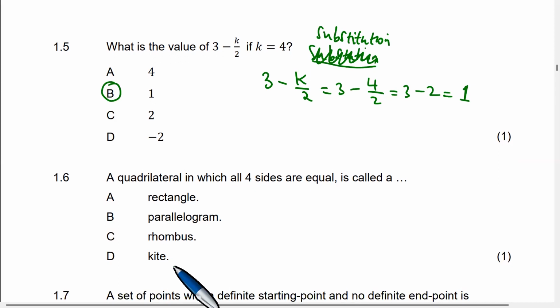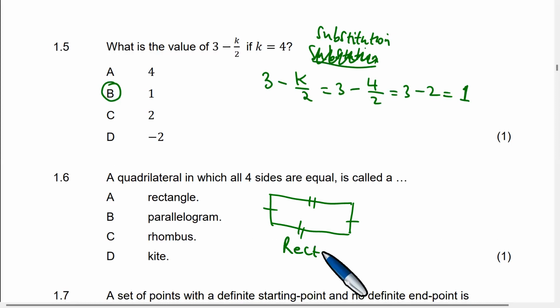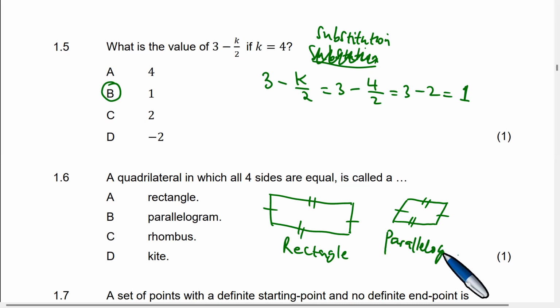Please come again. Is it a rectangle? Okay. A rectangle is long. So, like this, this one is a rectangle. A parallelogram is just like so. This is a parallelogram. Then this one is a rhombus. All the sides are equal.